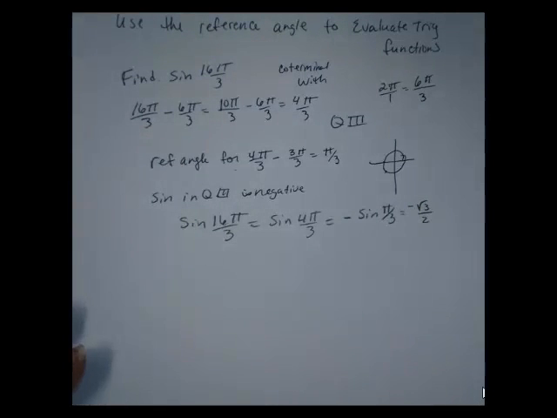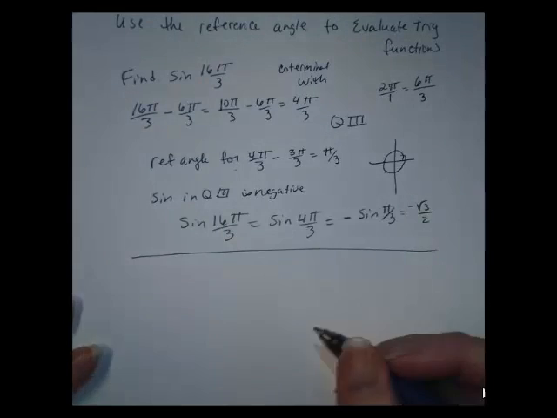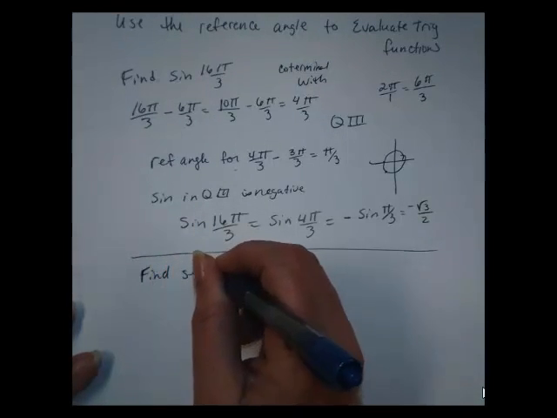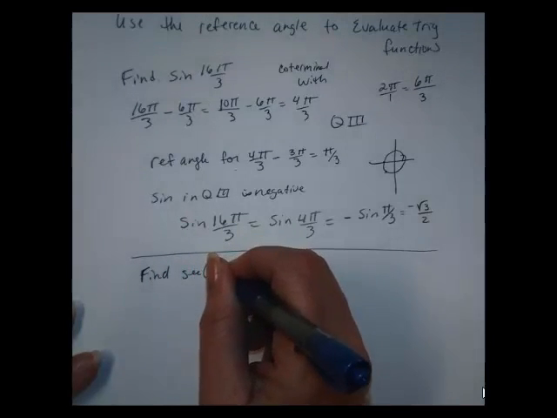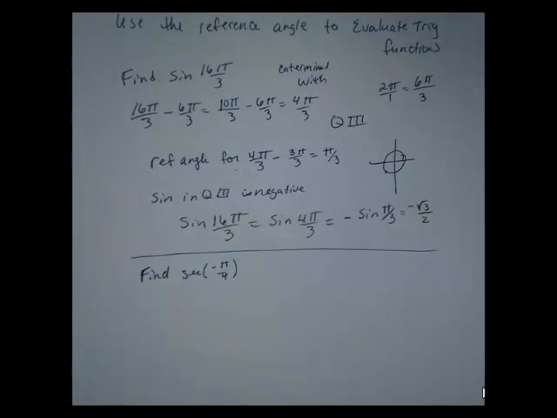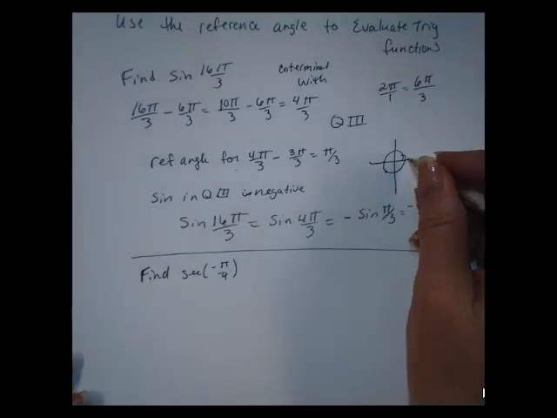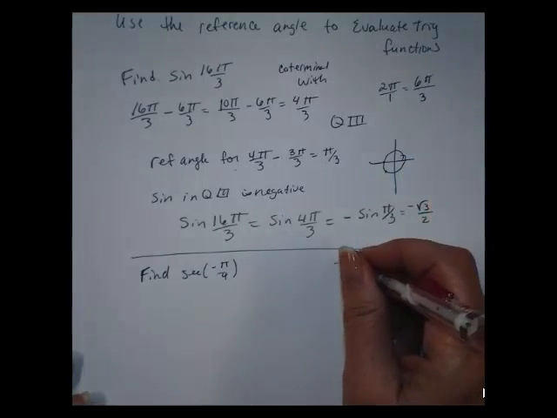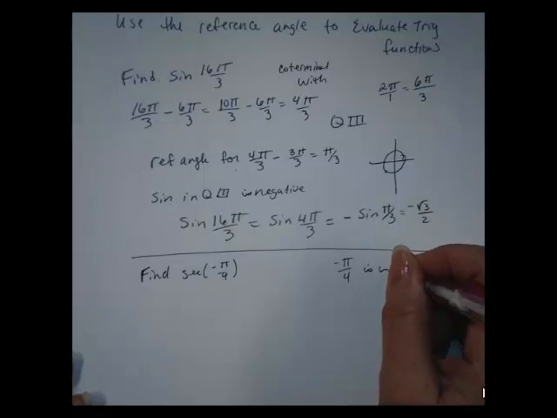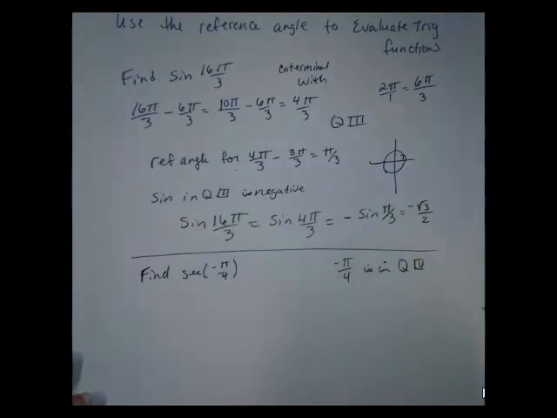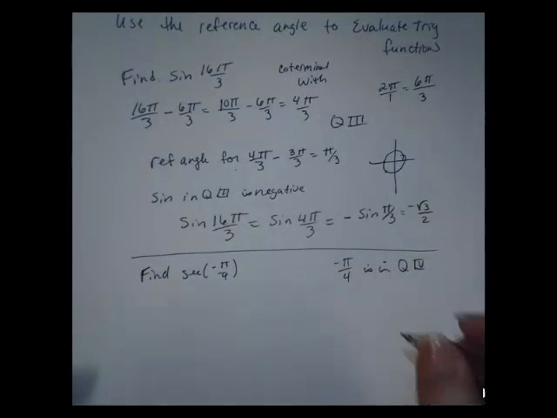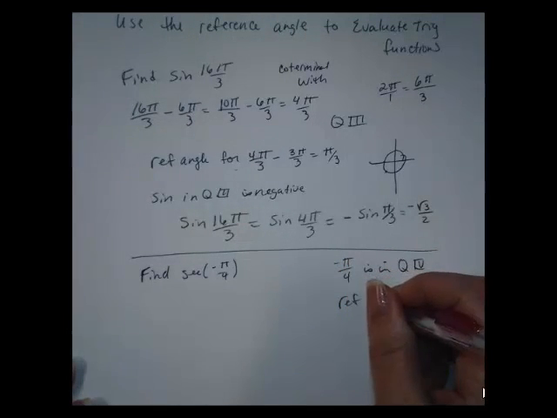All right, let's find another one. So if we want to find secant of negative pi over 4. Well, where is negative pi over 4? Remember, that tells us we're actually starting from here and going clockwise, right? So negative pi over 4 is in quadrant 4. And the reference angle will be the same thing that it is, except it'll be positive.